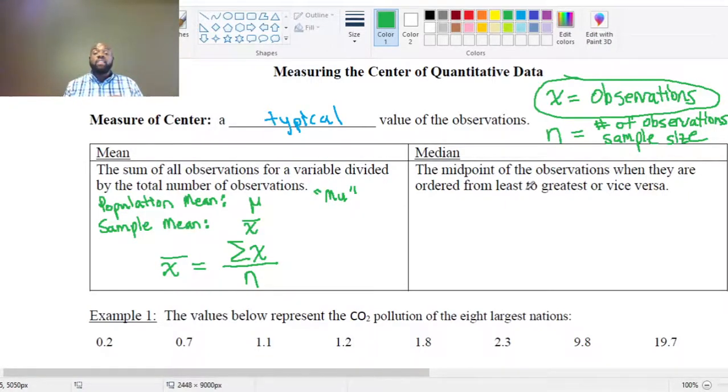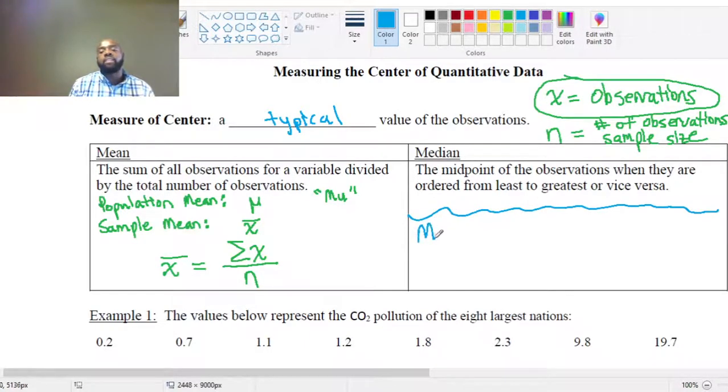Now, if there are an even number of observations in your data set, then the median is actually the mean of your middle two values in your data set. All right, so that's your median. And then last but not least, we have the mode.